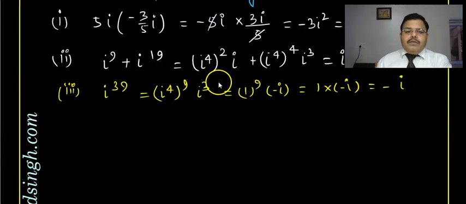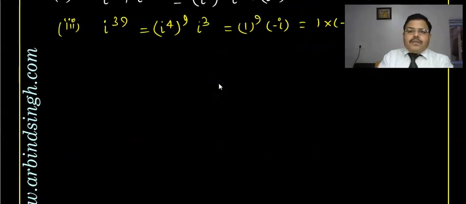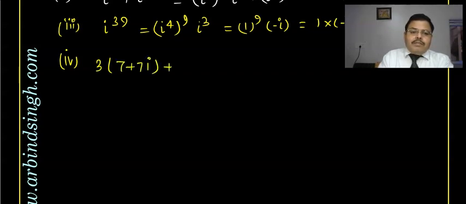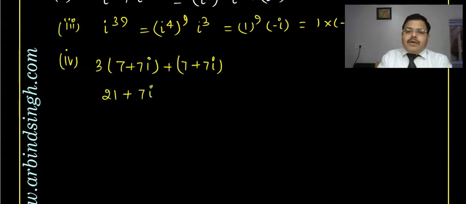Okay. Now question number 4. The fourth question is 3 into 7 plus 7 iota, plus 7 plus 7 iota. Iota 7 or 7 iota is the same thing. So we will simply multiply 3 into 7, 21 plus 7 iota, plus 7 plus 7 iota.